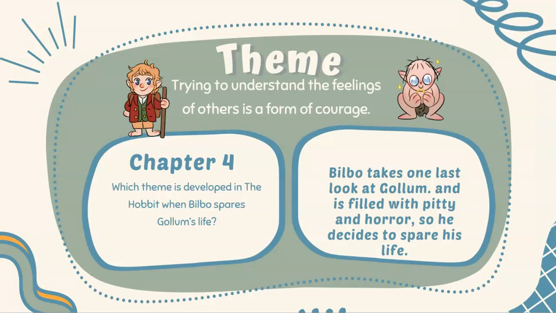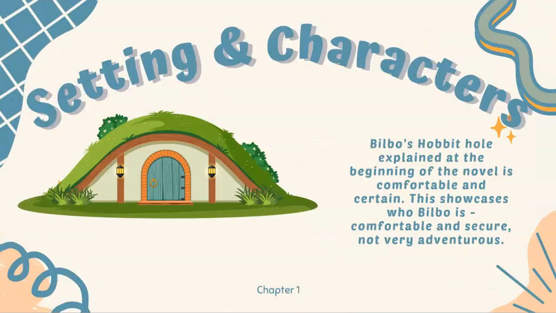The last theme to consider for the 4.05 quiz is, which theme is developed in The Hobbit when Bilbo spares Gollum's life? This happens at the very end of chapter 4. Bilbo turns around and, while still invisible, takes one last look at Gollum. He has an urge to kill or get rid of this creature, but he is filled with pity, horror, emotion. So in this moment, he decides to spare his life.